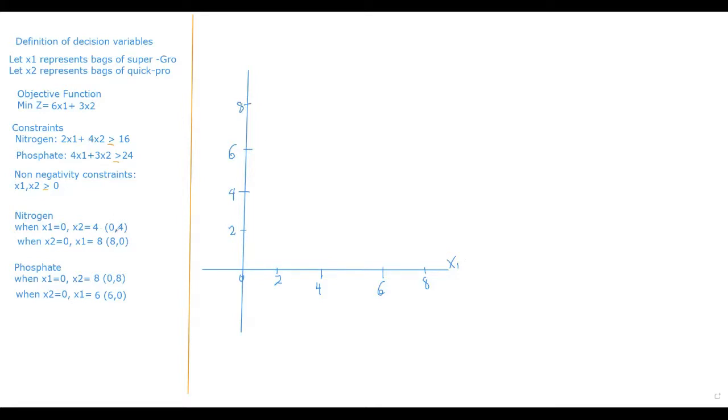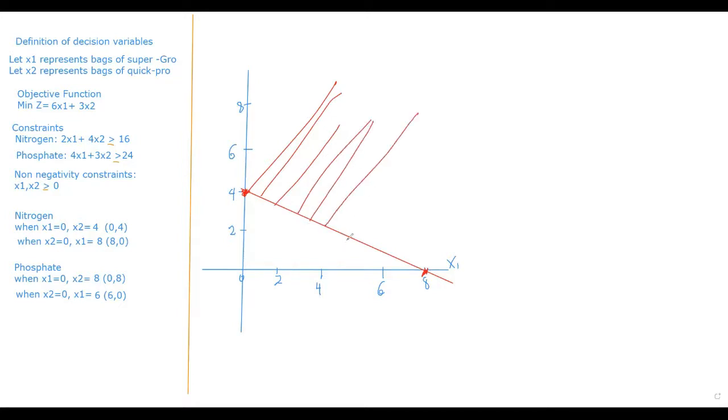When x1 is 0, x2 is 4, so it will be here. Let me change the color. Then when x1 is 8, x2 is 0, so it will be here. Join them. This one is greater than or equal to, so you are going to shade upwards. You are not going to shade downwards.